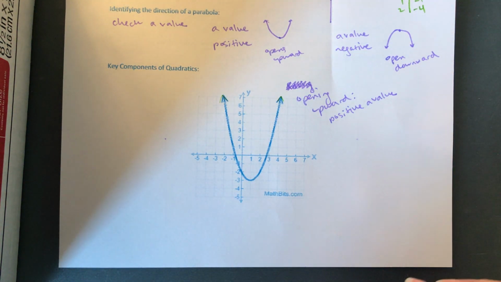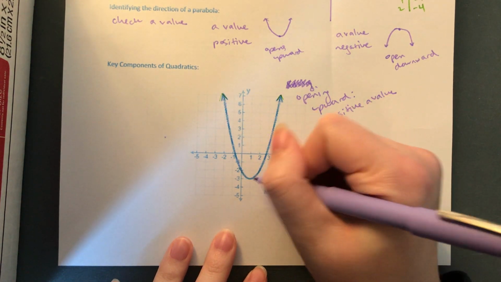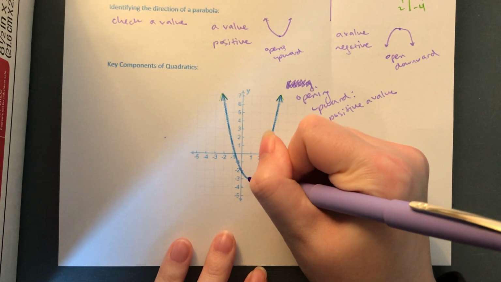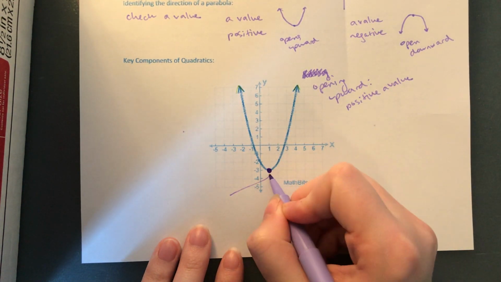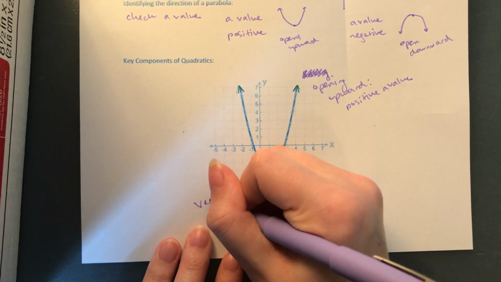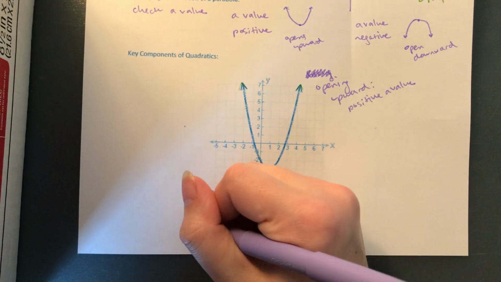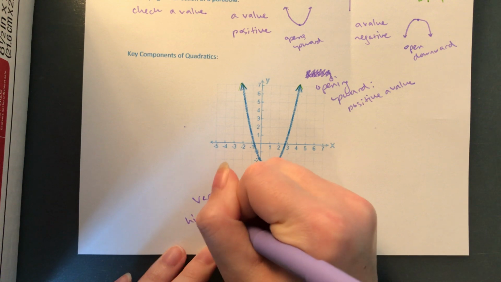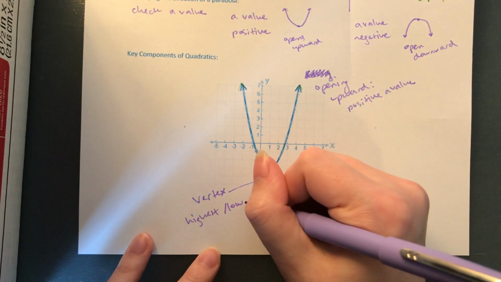And the line of symmetry always passes through wherever your smallest point or your biggest point is. So in this case, we have a smallest point down here. And that smallest or biggest point, this is called the vertex. And we're going to be doing a lot of stuff with the vertex. So this is your highest point, your lowest point. So that's your highest or lowest point, depending on if it's facing upward or downward.